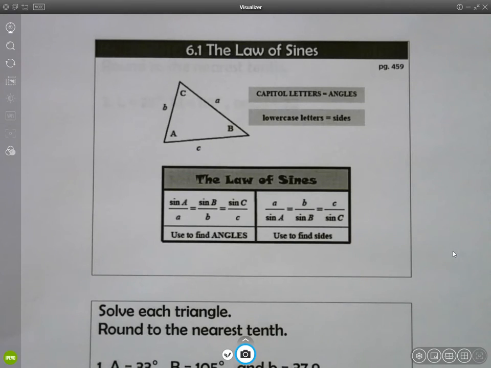Okay, so we're going to start chapter 6, which is called other topics in trigonometry. Chapter 6 is going to talk about solving non-right triangles. It's also going to talk about vectors. We will not do a chapter 6 test. We're going to learn basically section 6.1 and 6.2, the law of sines, the law of cosines, and some area formulas that go along with it.